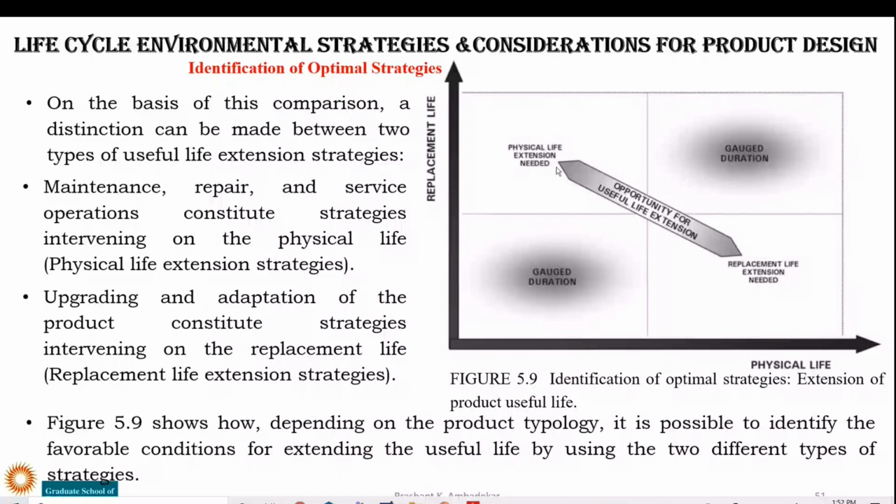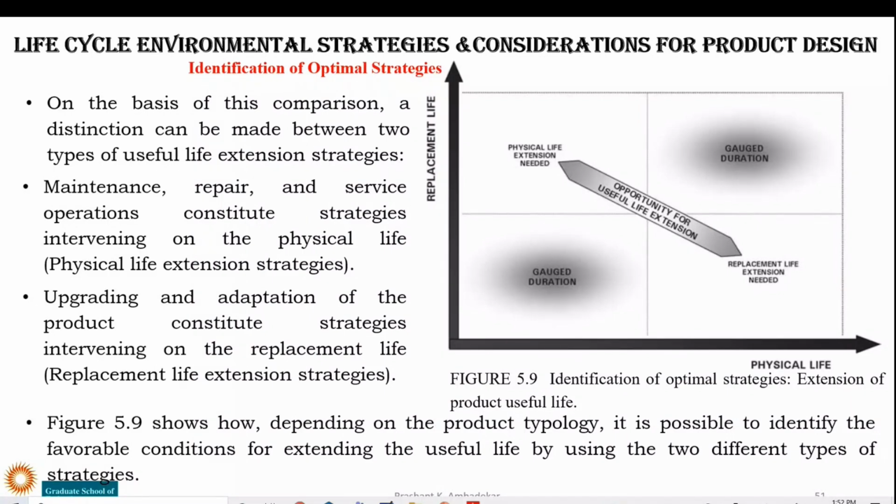Now consider this case here in this quadrant. It is saying that its replacement life is high, but its physical life is less. See, this is the physical life on the horizontal axis. So its physical life is still here only. Even though its replacement life is high, meaning it will last 50 years, its physical life is less. What do you mean by physical life is less?